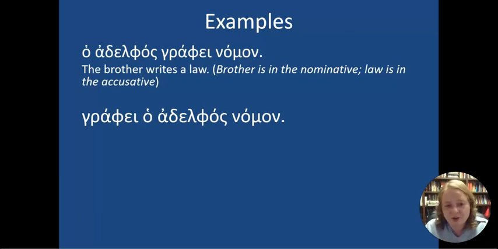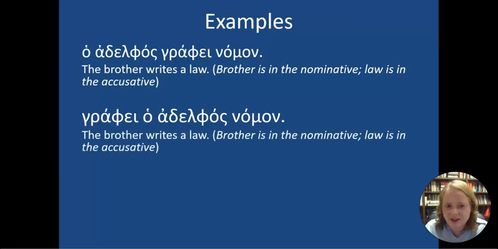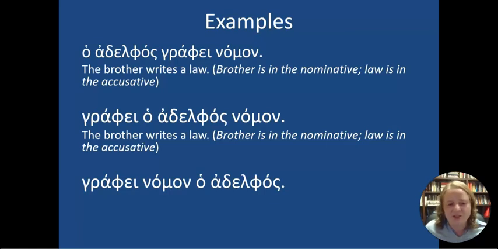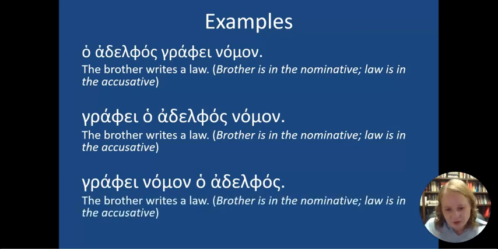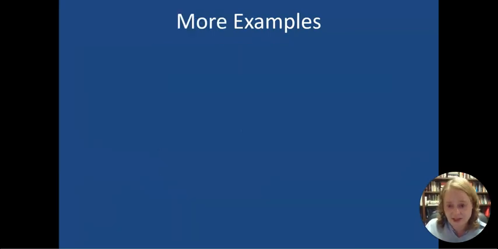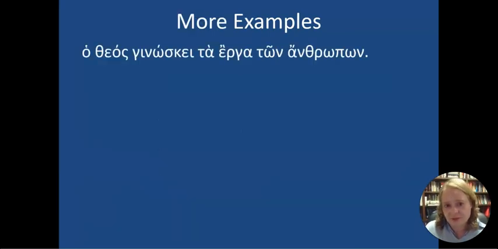Here's the same sentence, graphe, ha adelphos, namon. The brother writes a law because the brother is in the nominative. This one, also the same sentence, graphe, namon, ha adelphos. The brother writes a law. Brother is in the nominative. Word order does not matter in Greek. That's not the key.